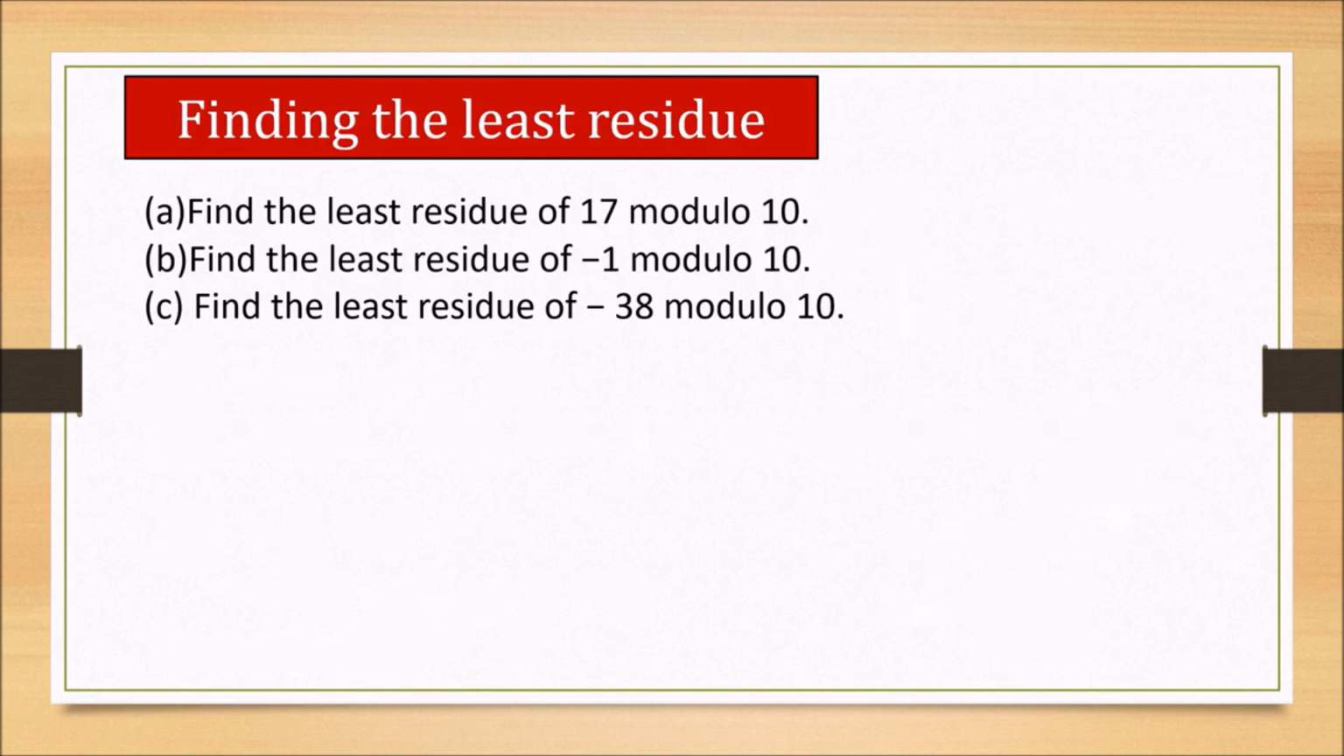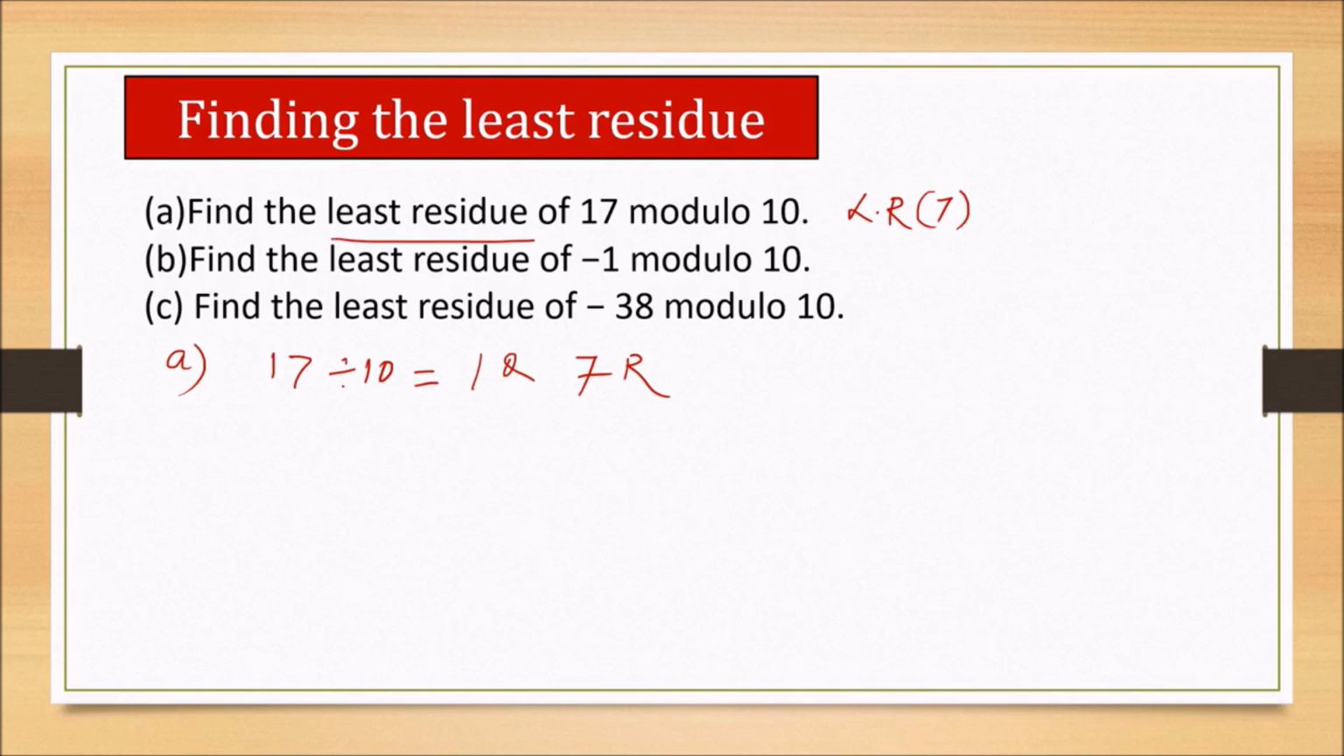Next, least residue of 17 modulo 10. I've taken some examples of modulo 10 because this is very important to find the last digit of a number when raised to a certain power. It is asked in many competitive examinations. So 17 divided by 10 is easy, quotient is 1 and remainder is 7. So this is your residue. Least residue is 7, since the least residue should be the smallest one.